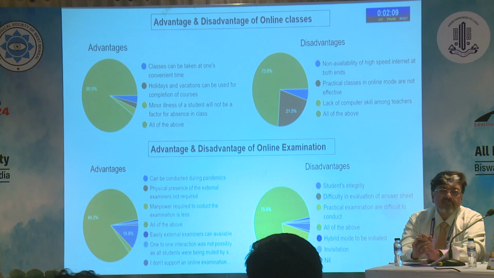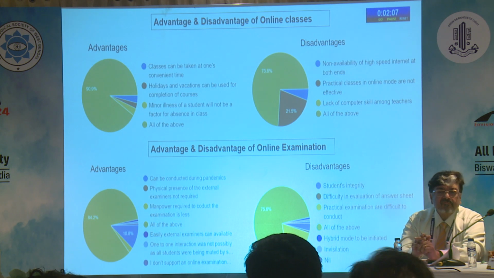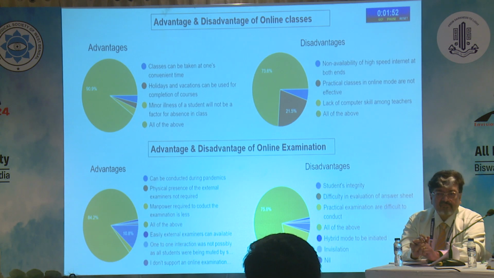Coming to the advantages of online classes, classes can be taken at one's own convenient time. Holidays and vacations can be used to complete the course. Minor illness of students will not be a hindrance to the class. These are the major advantages. The non-availability of high-speed internet, ineffective practical classes in online mode, and lack of computer skills among teachers are disadvantages.